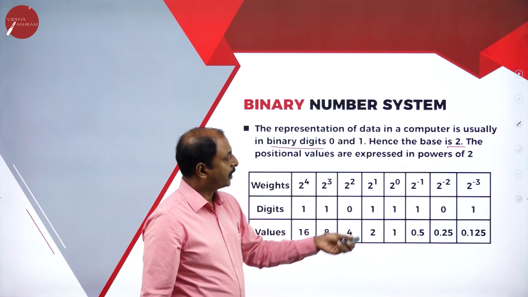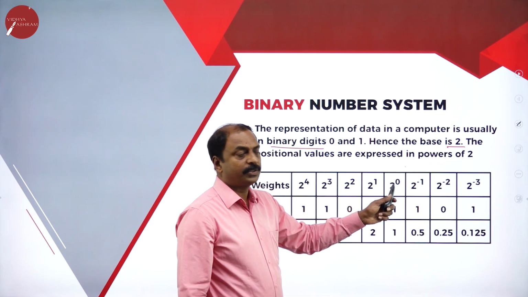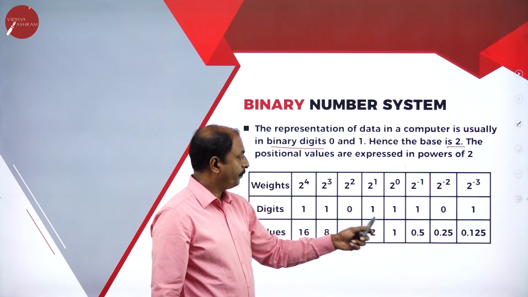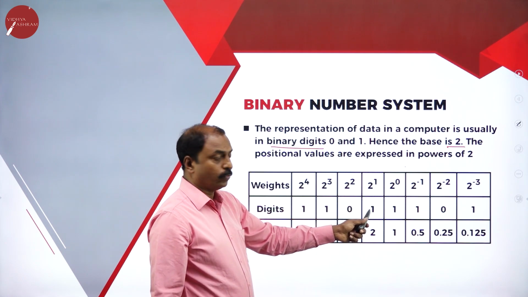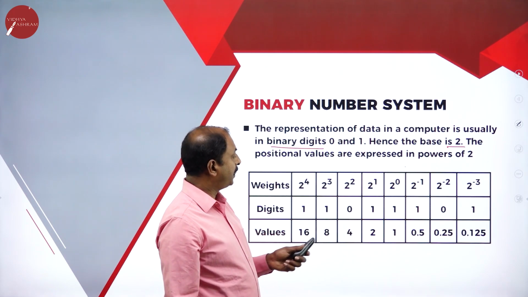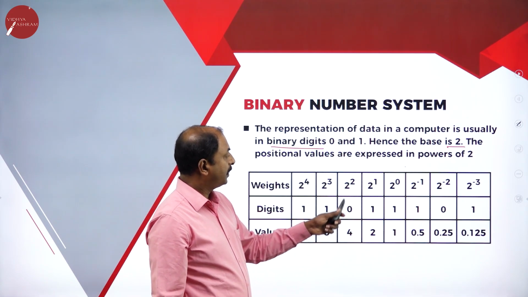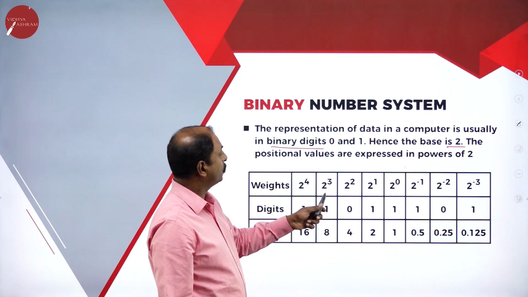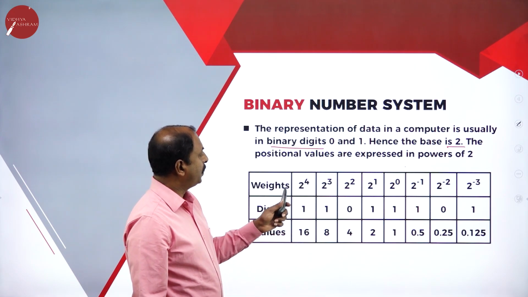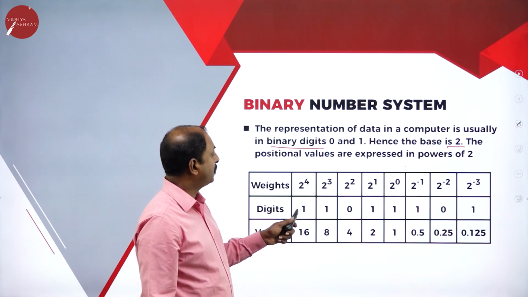Now if you convert, look at the positional values. We start with 2 to the power of 0, which is 1. So 1 into 1 is 1. Now 2 to the power of 1 is 2, and 2 into 1 is 2. Here this is 2 to the power of 2, which is 4, and the value here is 4. Now 2 to the power of 3 is 8, so 8 into 1 is 8. And 2 to the power of 4 is 16, and 16 into 1 is 16.